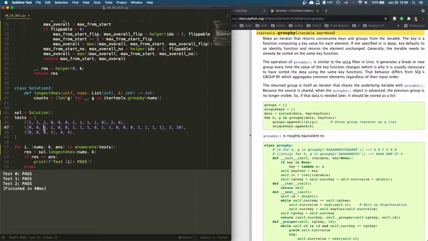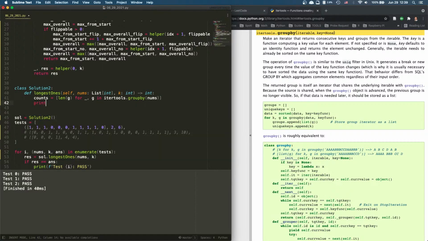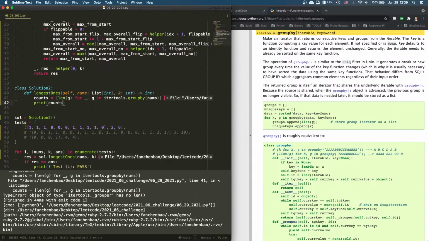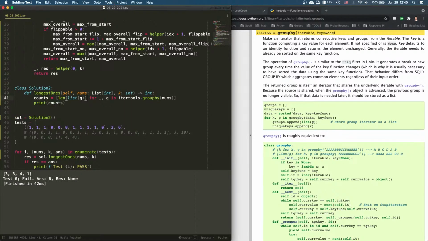All right, let's try the first one, see if this is what we're looking for. So print counts. Object group from itertools.groupby has no len. What? I have to list this. All right, so that's 3, 3, 4, 1.